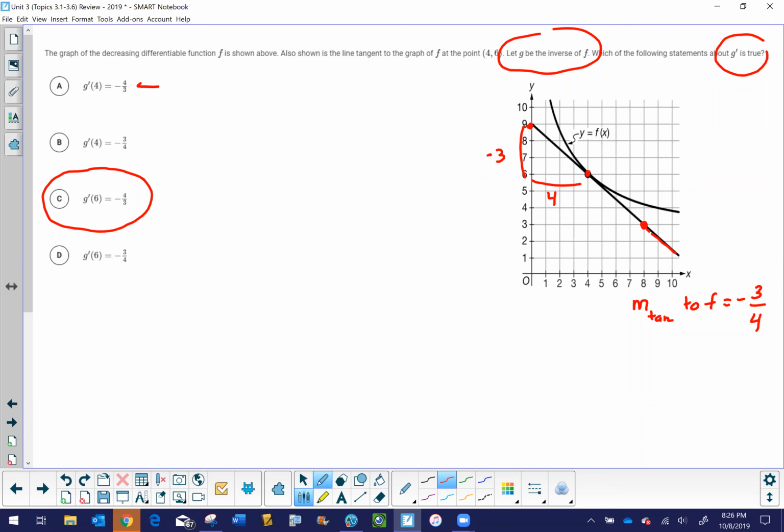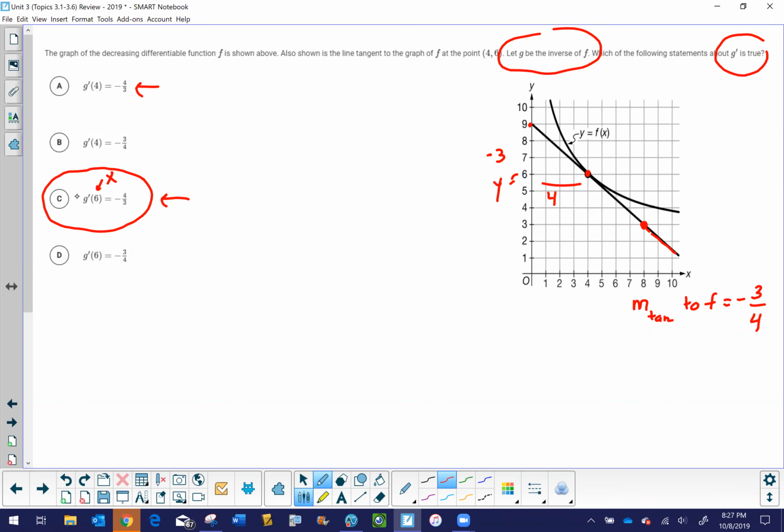If you look, A and C both have -4/3. Why is the answer C? Well, it's because the y coordinate of the f function is the x coordinate of the g function, right? That's the one that's got to be true, all right?